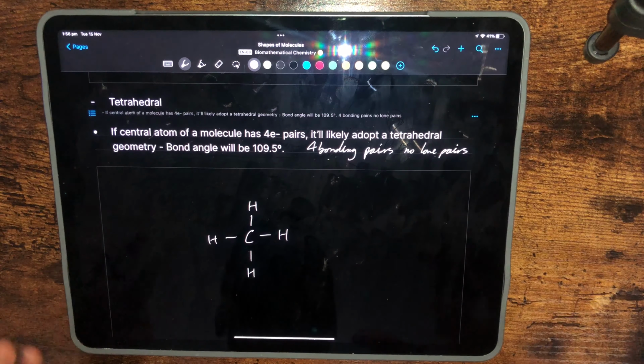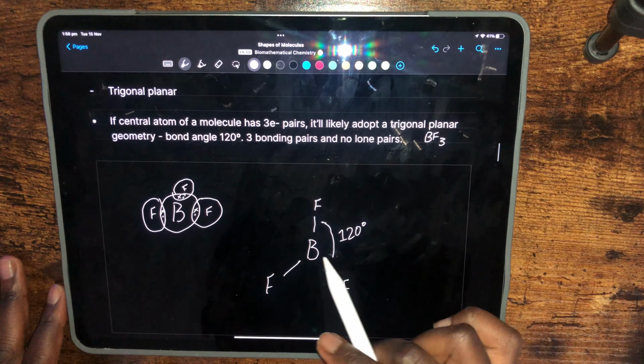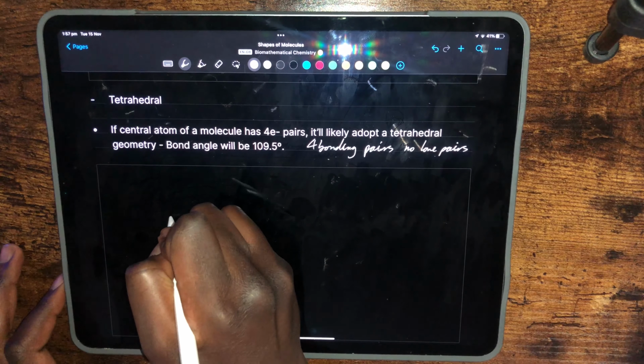No, these hydrogen atoms are not in the same plane. Whereas with trigonal planar, all the fluorine atoms were in the same plane as boron, so it could be described as being a planar shape. So therefore, when you think about methane, we do our dot and cross diagram, as we said before, we follow that rule.